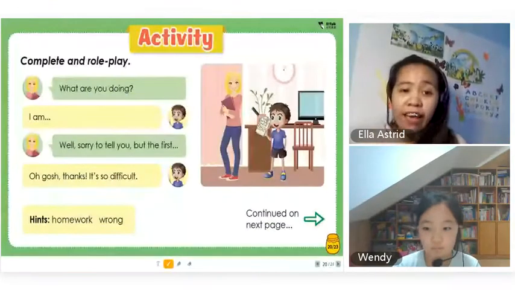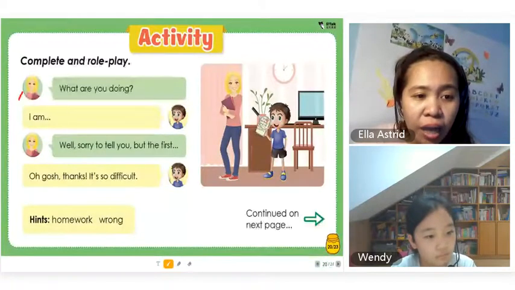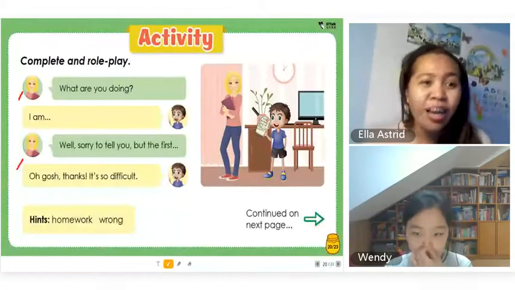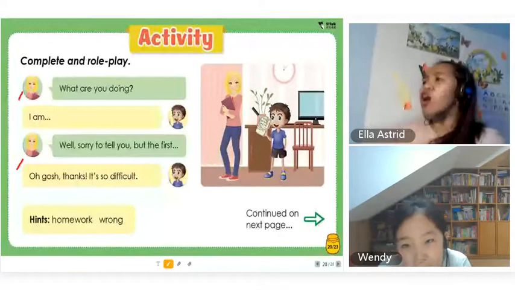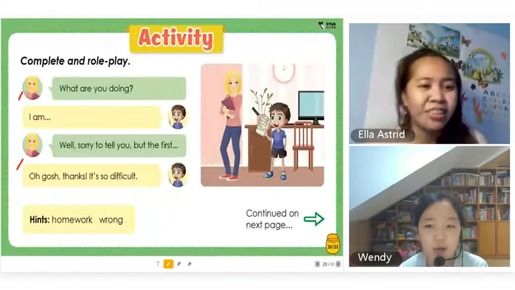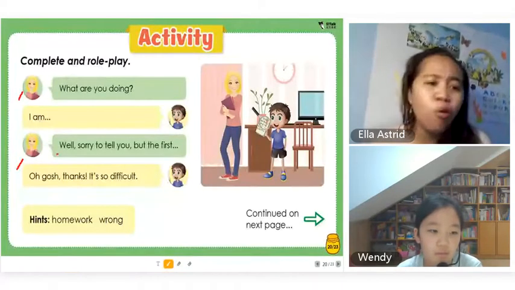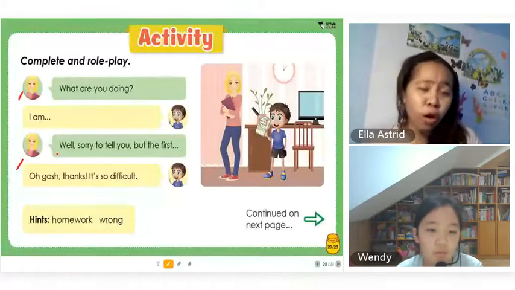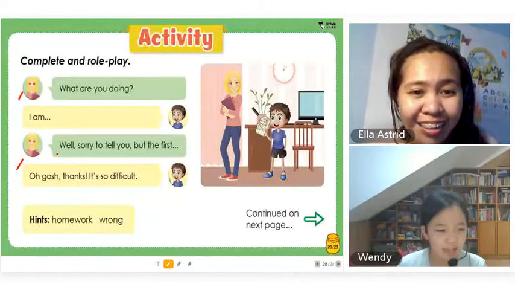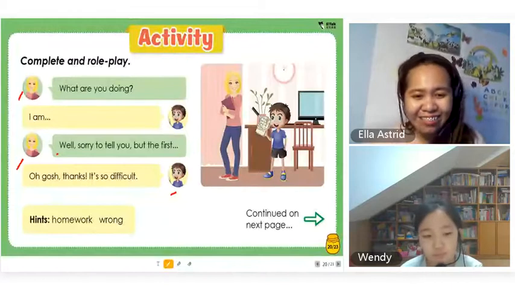Okay. Let's complete and role play. I will be the teacher and you will be Timmy. Okay. Let's try it. What are you doing? I'm doing my homework. Oh, well, sorry to tell you, but the first one is wrong. Oh, thank you. It is so difficult. Okay, next.